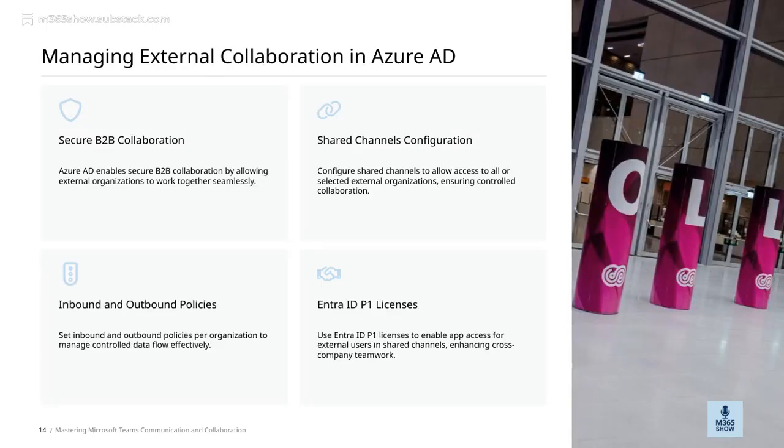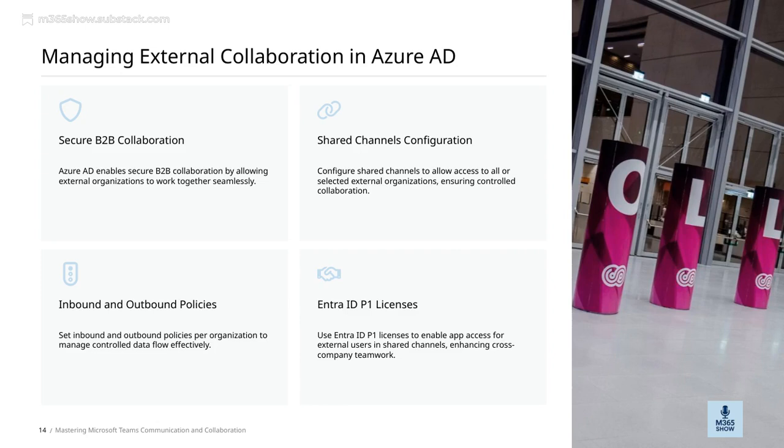Now, let's talk about managing external collaboration in Azure AD, specifically focusing on mastering Microsoft Teams communication and collaboration. First, by using Entra ID P1 licenses, you can enable app access for external users in shared channels. This really helps to enhance cross-company teamwork, making it easier for different organizations to work together seamlessly. Next, setting inbound and outbound policies per organization is crucial. These policies allow you to control the data flow, ensuring that sensitive information is protected while still enabling collaboration.